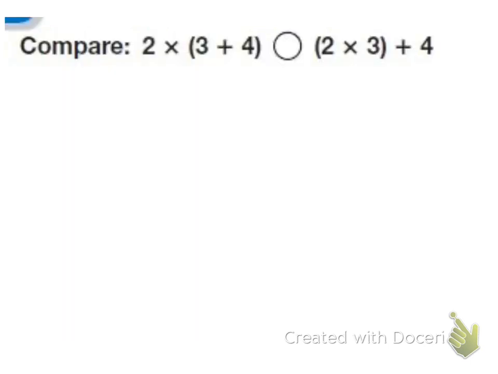Okay. This next problem wants me to compare 2 different numbers. Before I can compare, I need to solve these equations. If you notice, on both sides, the numbers are exactly the same. The only difference is where the parentheses are. So remember, we do the parentheses first. On this one, 3 plus 4 is 7. And then we do 2 times 7, which equals 14.